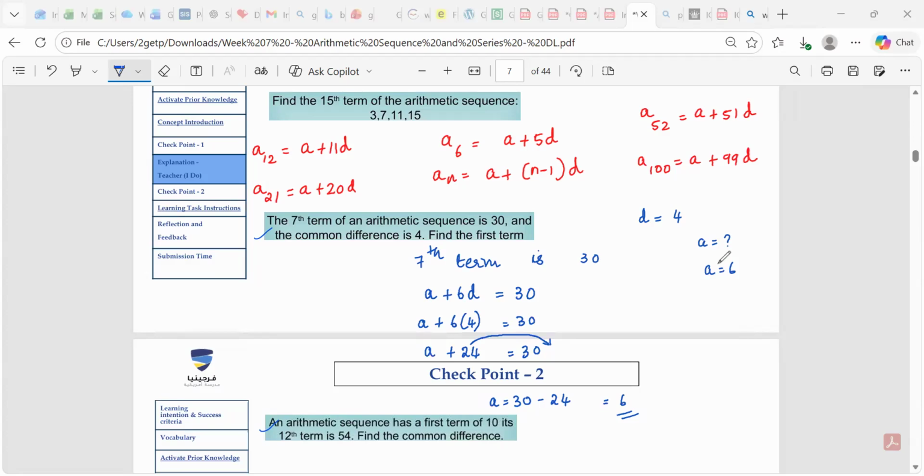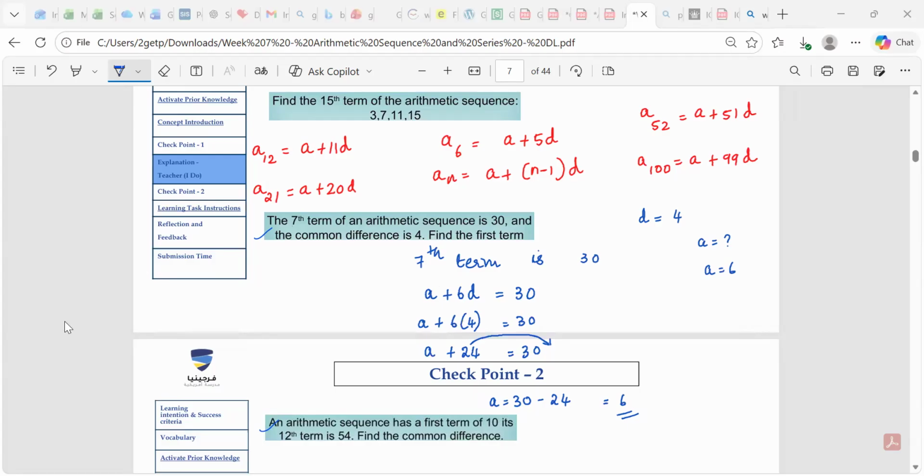The only thing you need to understand to solve this question is that when someone says seventh term, it should automatically come to your mind: seventh term is a plus 6d. Or 15th term, when someone says 15th term, it should come to your mind that 15th term is a plus 14d. So seventh term is a plus 6d is equal to 30. Then you just substitute. For d, the value was given as 4.